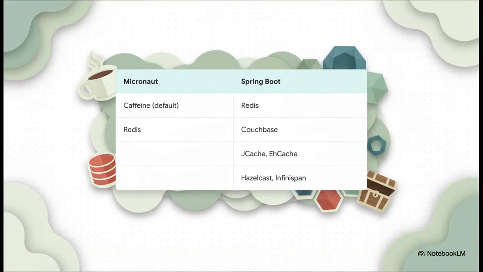But, and this is a big but, here's where Spring Boot's long history really gives it an edge. That ecosystem is just huge. I mean, look at something like caching. Spring supports a massive range of providers right out of the box. Redis, Hazelcast, you name it. Micronaut is a bit more focused, with great support for popular choices like Caffeine and Redis, but it just doesn't have that same sheer breadth, at least not yet.